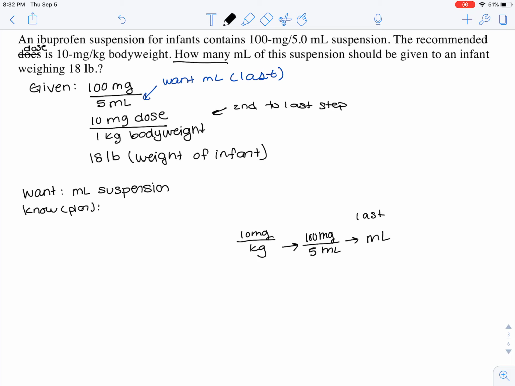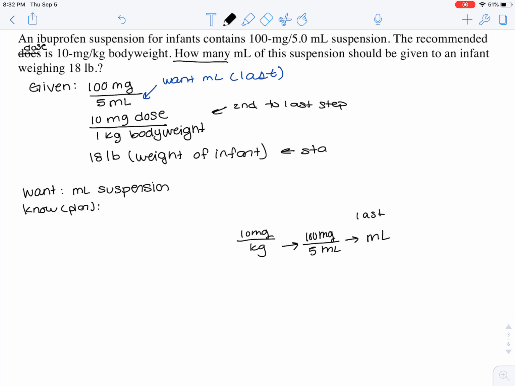So that would work. I would be done if I was given an amount in kilograms. However, I'm given 18 pounds, so I will start with that weight, pounds, and then just have to convert the pounds to kilograms. This can be done in 1 step, 2 steps, however many steps you need. So I realize that now I have this gap that I need to fill.